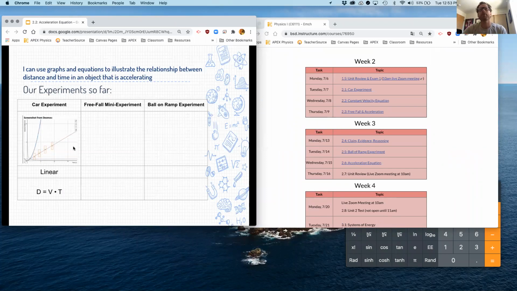The first experiment was the constant velocity experiment with the cars, right? And you found out, if you did the lab correctly, that it was linear. And we got an equation out of it, that distance is equal to the velocity times time. And then we used that and practiced it.